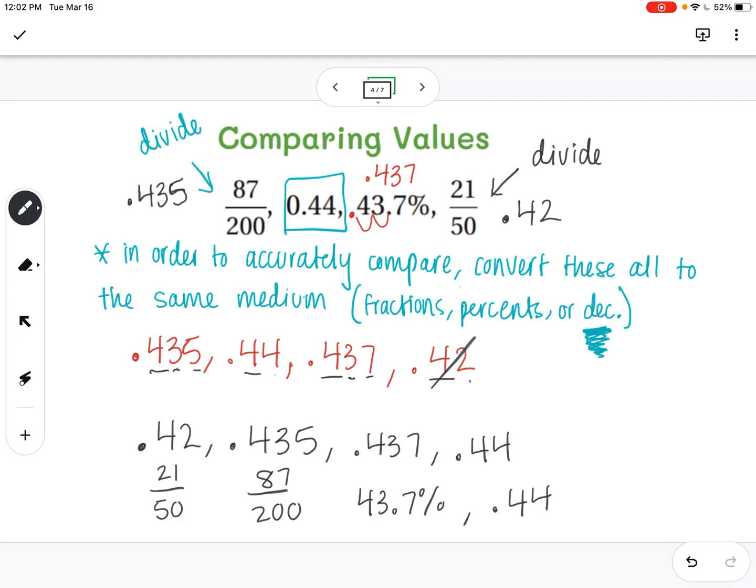We would just have to convert them all to the same medium, whether that be decimals, percents, fractions, although I wouldn't really ever recommend fractions. Percents and decimals would be easier. All right, make sure that's all written down and let's move on.